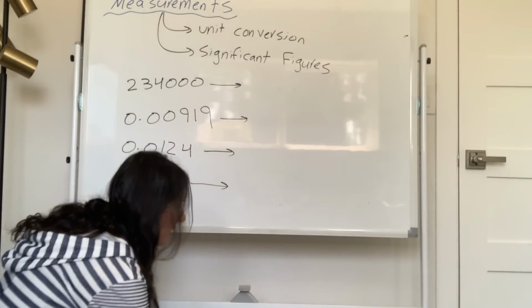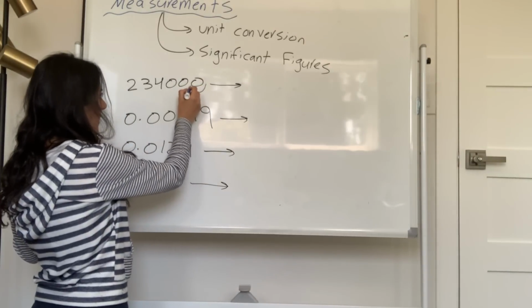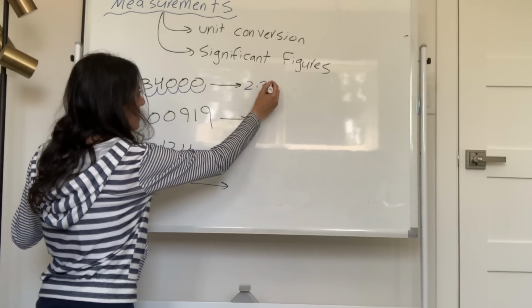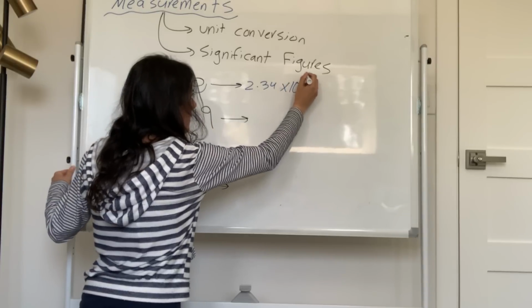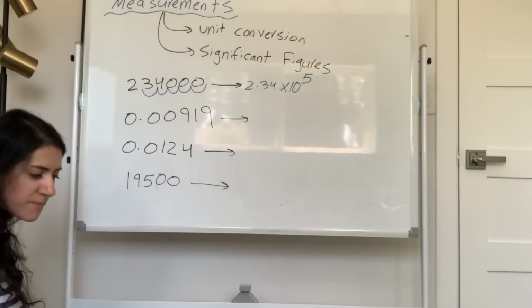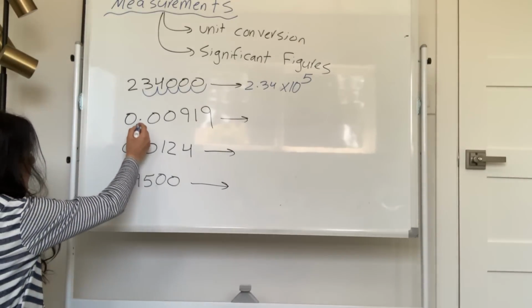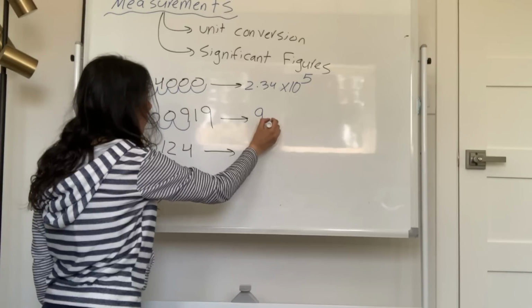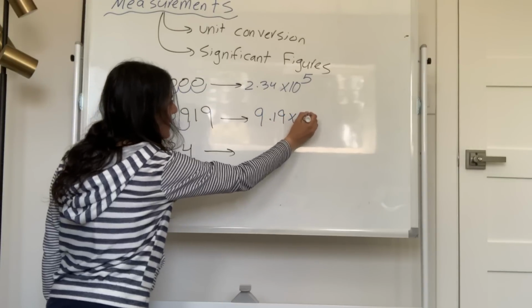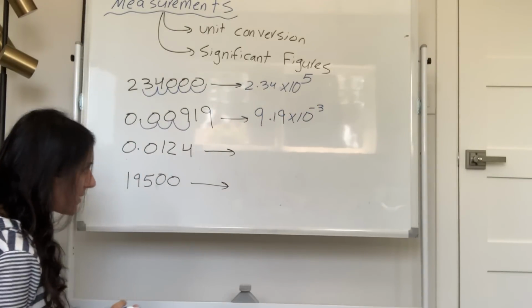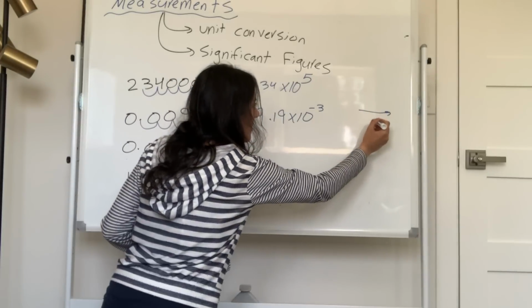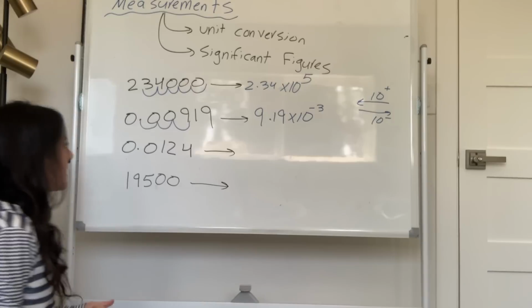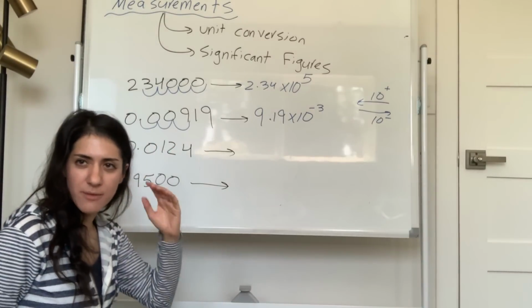The first one, I'm going to go 1, 2, 3, 4, 5. 2.34 times 10 to the 5th. Okay. All right. Next one. I'm going to go 1, 2, 3. So 9.19 times 10 to the -3. Again, remember what we said. We said when we go this way it is negative and when we go to the left it is positive. But again, this is a small number. That's why it's negative. Think about that too.